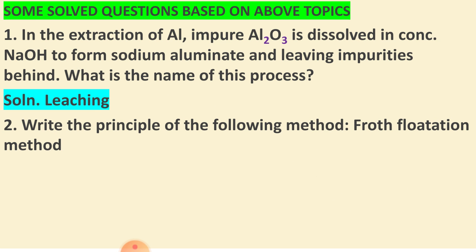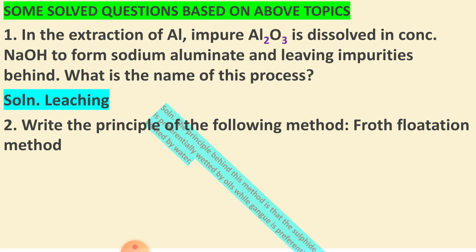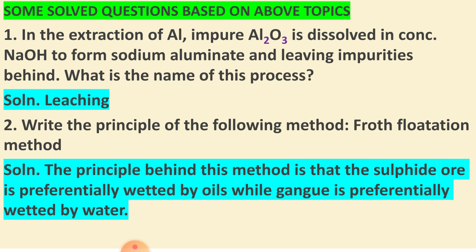Now second question, write the principle of the following method, that is froth flotation method. I also told you that for every concentration method you have to learn the principle behind it. So here is the solution: the principle behind this method is that the sulfide ore is preferentially wetted by oils while gangue is preferentially wetted by water.